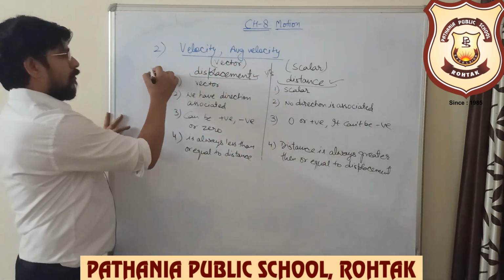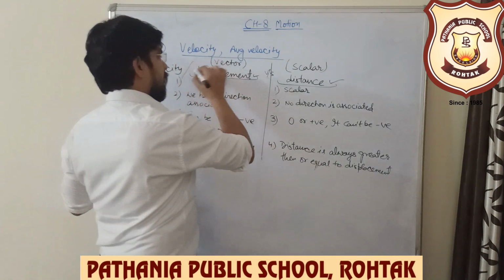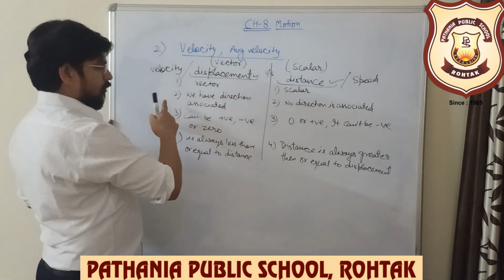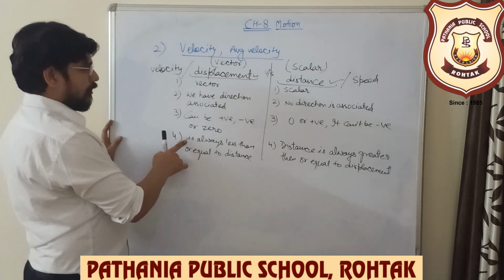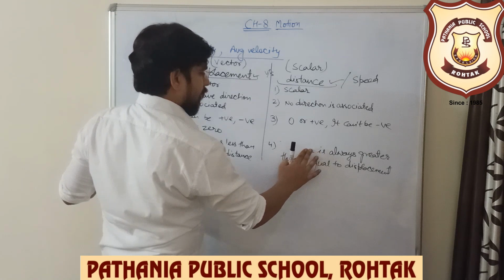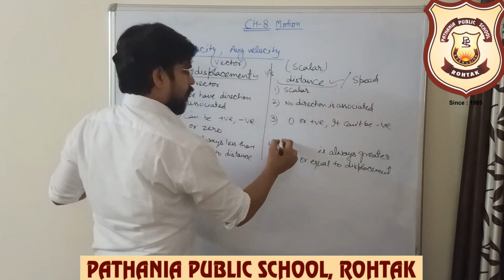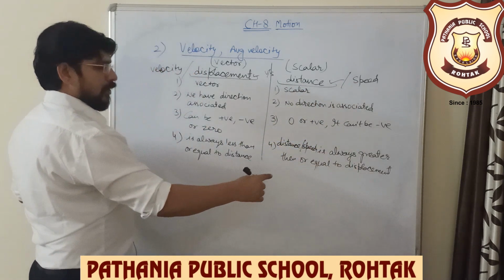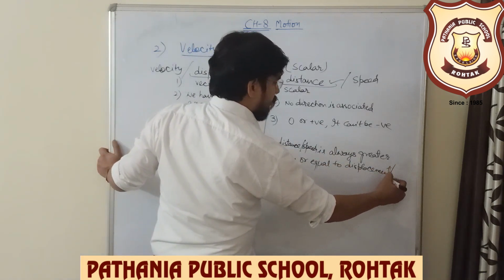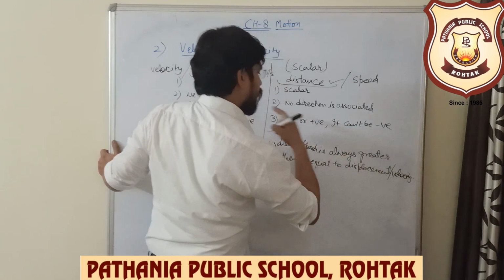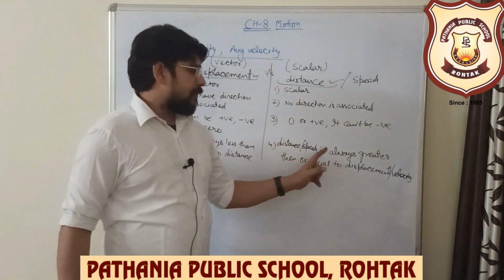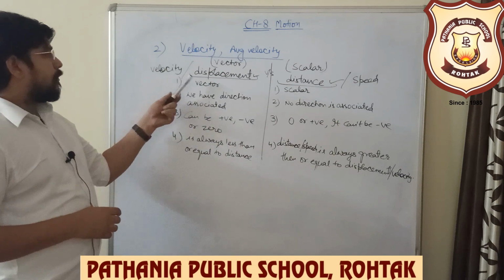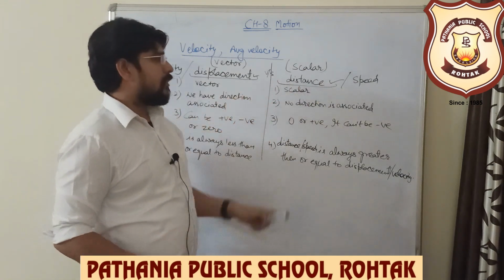for velocity versus speed. Only on this fourth point you will write it in the same manner, because I have not mentioned displacement here. In case of speed, speed will come, or in case of distance, distance will come. Distance or speed, whichever you are writing, is always greater than or equal to displacement or velocity. So you can write the corresponding terms: distance, displacement, or speed, velocity. This is very important to understand the difference between scalar and vector. Displacement and velocity are vector quantities, while distance and speed are scalar quantities.